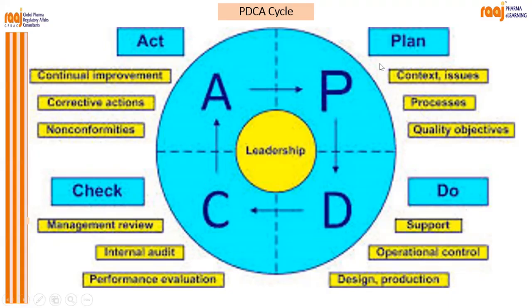So when you talk about the PDCA cycle under plan, you have to capture the context of the organization, issues from the internal and external sources, then processes, then you have to maintain quality objectives. Quality objectives are very important, and they have to be defined department wise, person wise. The quality objective should be measurable, so quantification is to be done, and everything comes under this plan, the clause of planning. And when we plan, the leadership plays an important role.